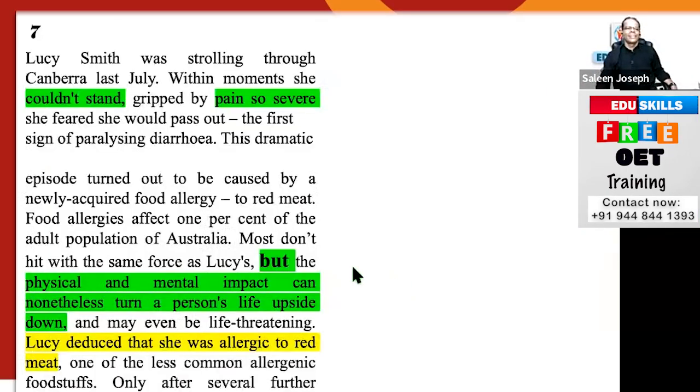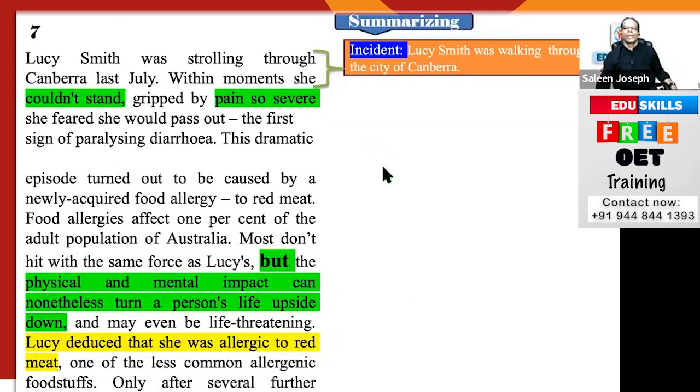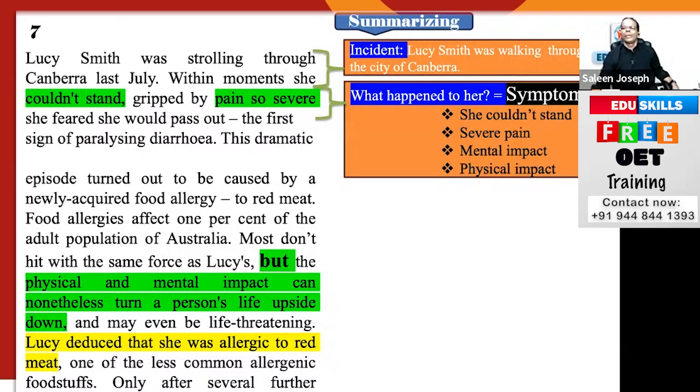How to summarize the text? Now this is the text we have today. Summarizing. First, what is the incident? Lucy Smith was walking through the city of Canberra. Strolling through means walking through the city of Canberra. I am summarizing in my own way. What happened to her? Ask some questions. The symptoms: she couldn't stand, severe pain, mental impact, physical impact.